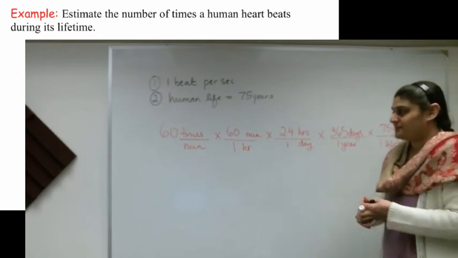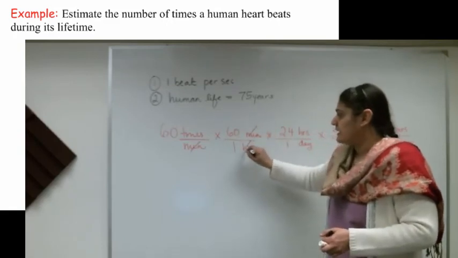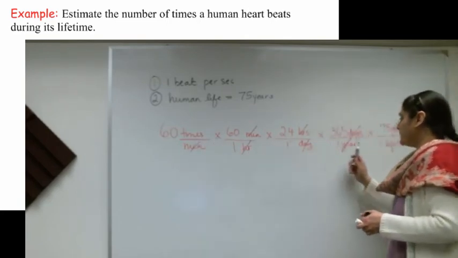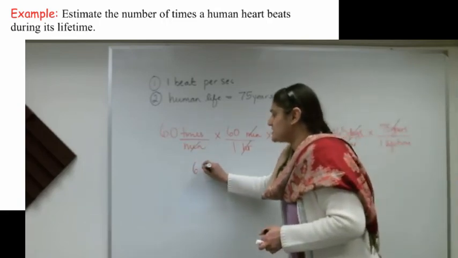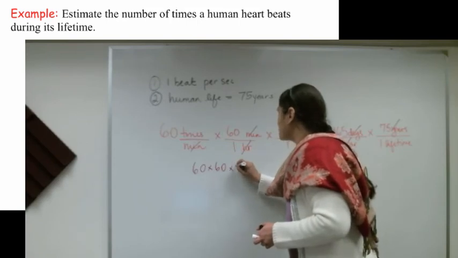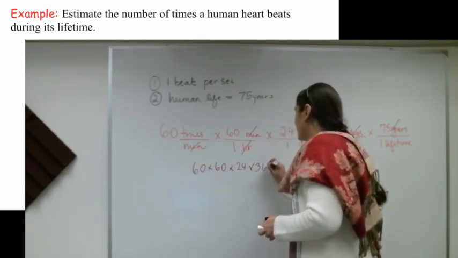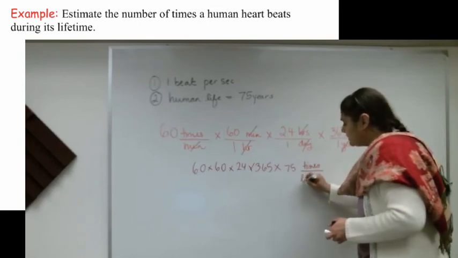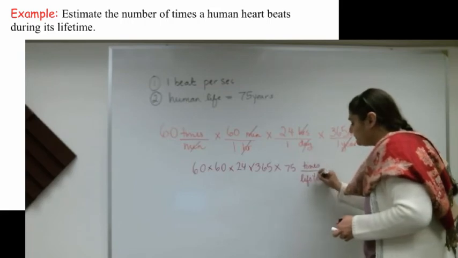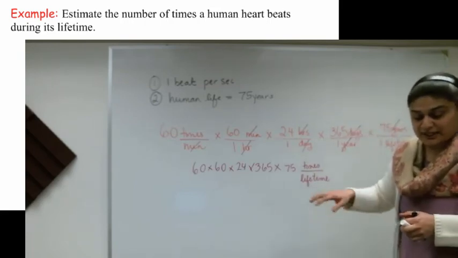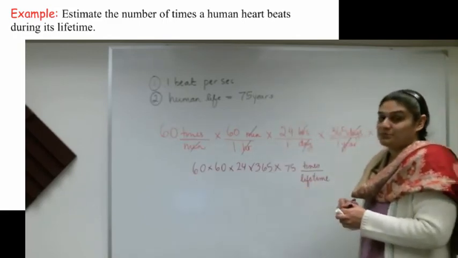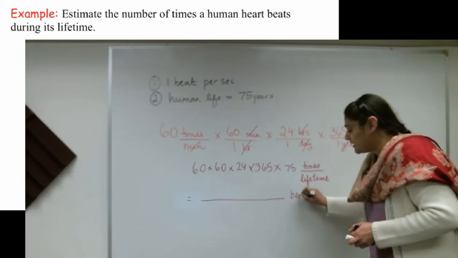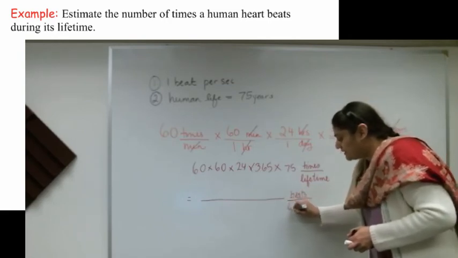Okay, so now watch. Minutes go away, hours go away, days go away, years go away. What am I left with? Times per lifetime. So this means I have 60 times 60 times 24 times 365 times 75 beats per lifetime. Okay? So a quick calculation with a calculator will be able to prove to you what exactly that number is. So I am going to leave that up to you to fill in the blank. This is how many times his heart beats per lifetime.